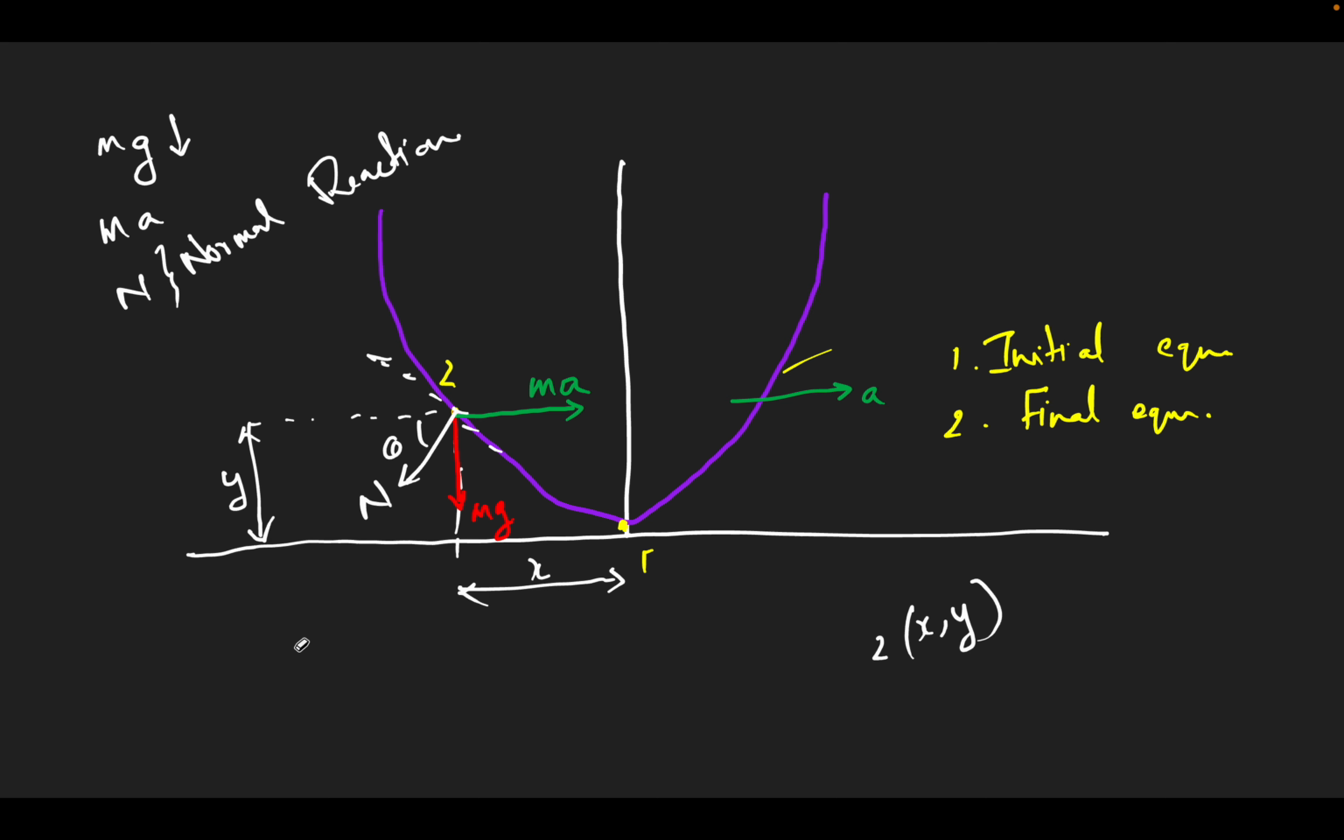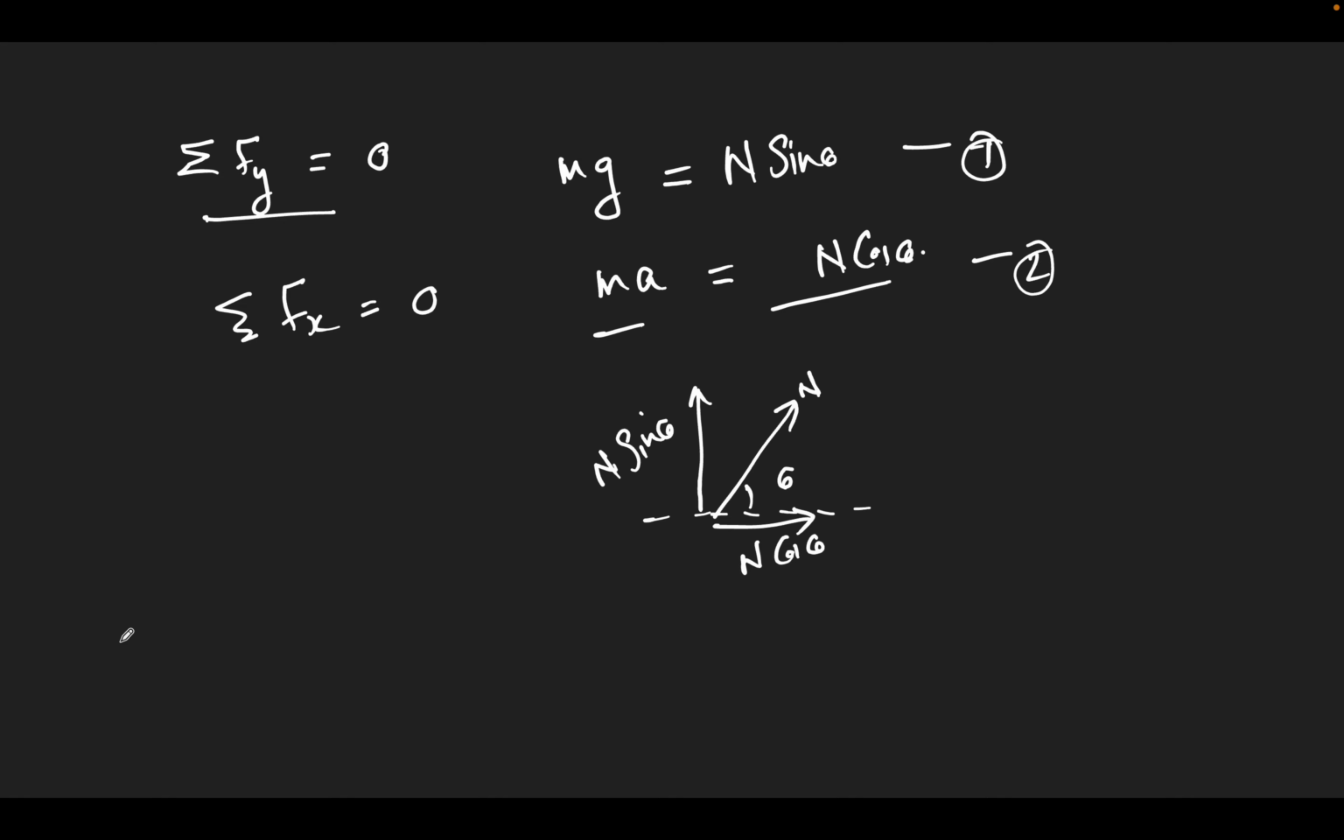let's come back to the force: ma equal to N cos theta. So this is equation number 2, right? So we have mg equal to N sin theta, and ma equal to N cos theta. Let me divide equation 1 by equation 2. Then I will get mg by ma is equal to N sin theta by N cos theta, right?